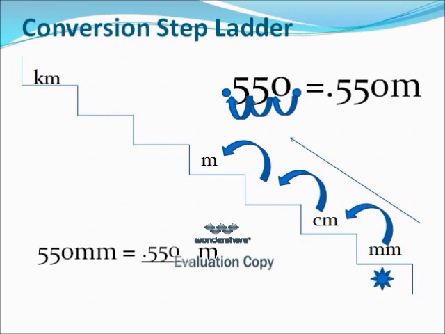Another way to look at it is every time you go up the step ladder, you divide by 10. So to go from millimeters to centimeters, you divide by 10. To go from centimeters to the next step, divide by 10, and then from the next step to meters, you divide by 10. Again, if that whole dividing by 10 confuses you, just ignore it for now, and just stick with every time I go up, the decimal point moves over to the left. Okay?